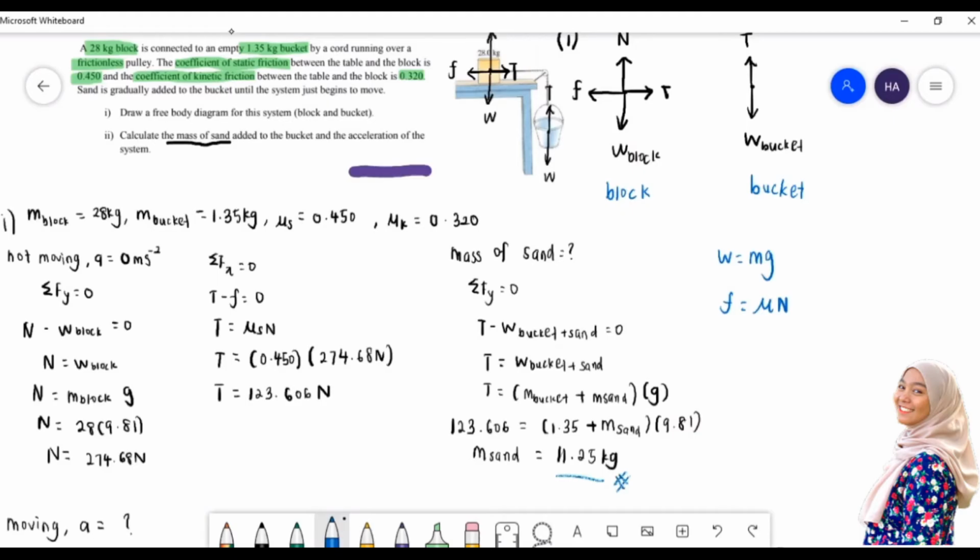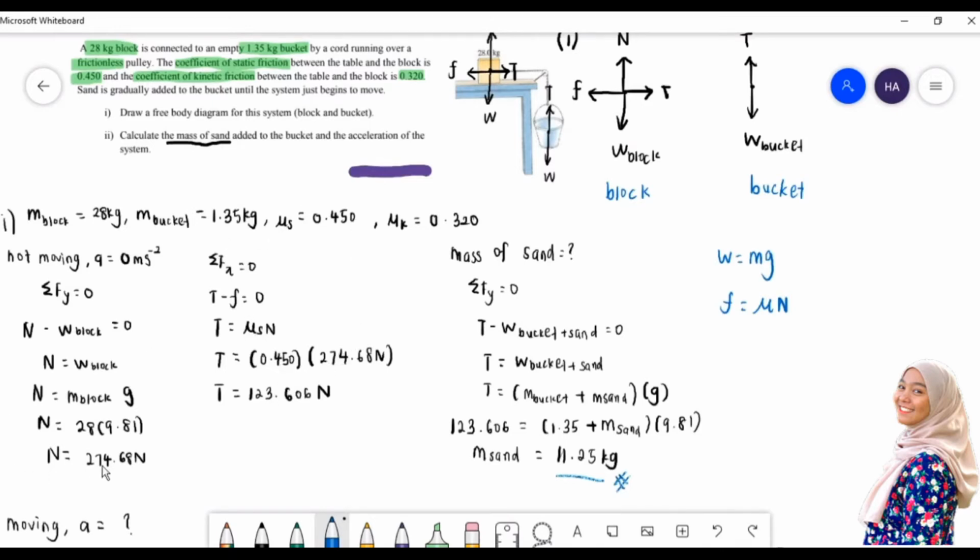So, coefficient of static friction darab dengan N, normal force, sebab ini adalah formula untuk friction. So, kita masukkan nilai sebab kita ada mu s, 0.450 darab dengan N yang kita dah cari tadi, 274.68 Newton. So, tension kita dapat 123.606.